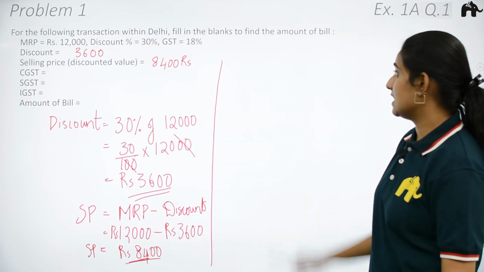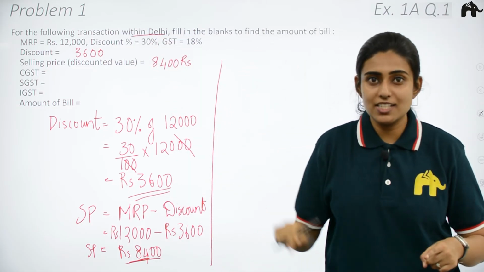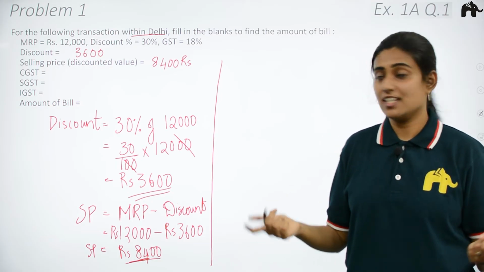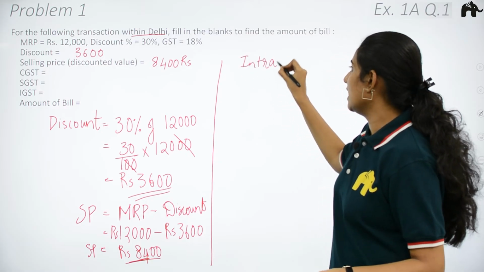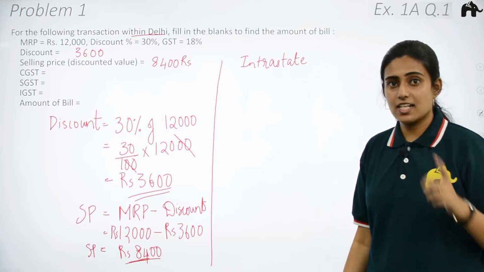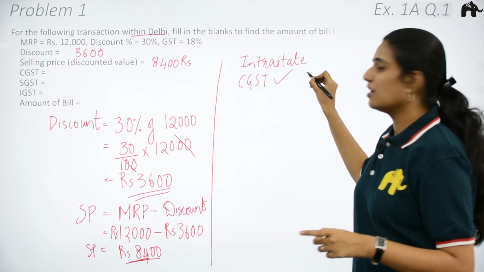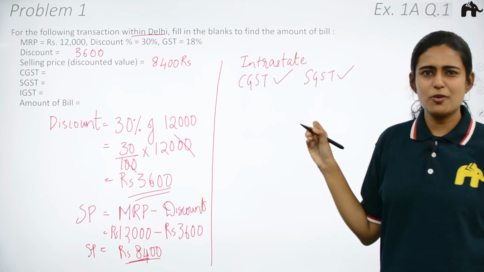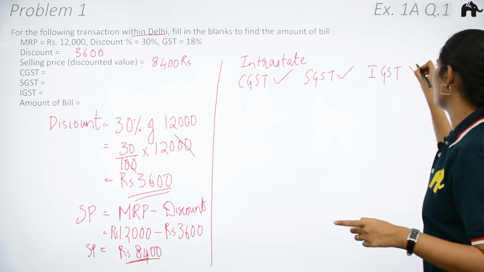Next, CGST. We need to find CGST, SGST, IGST. Here, in this question, transaction within Delhi is given. Transaction within Delhi means what type of a transaction is it? Intrastate or interstate? It is an intrastate transaction. Yes, correct. For an intrastate transaction, we know we'll be having CGST, SGST. What about IGST? No IGST, right? IGST should be 0.